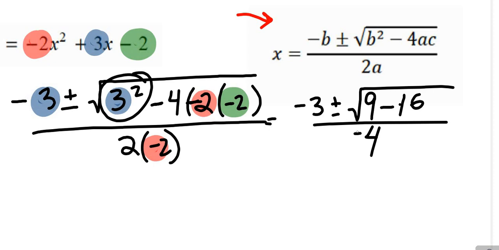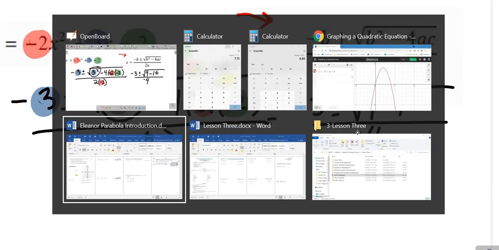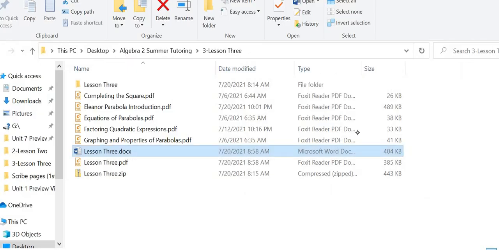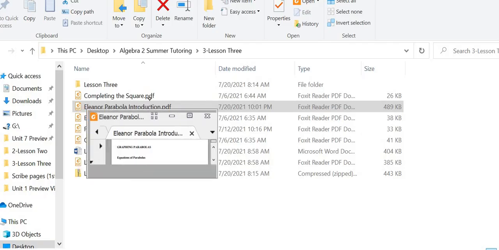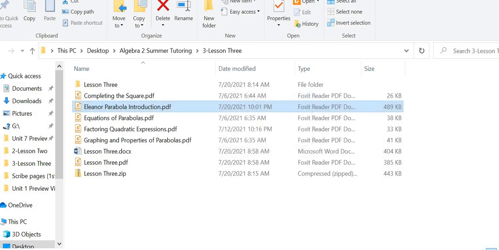Okay, I'm hesitating here, Eleanor. Let me go back and take a look at the original instructions here, because there's something here that, if we're using this, you're going to end up with something called imaginary numbers. So I am double checking this before I finish this.